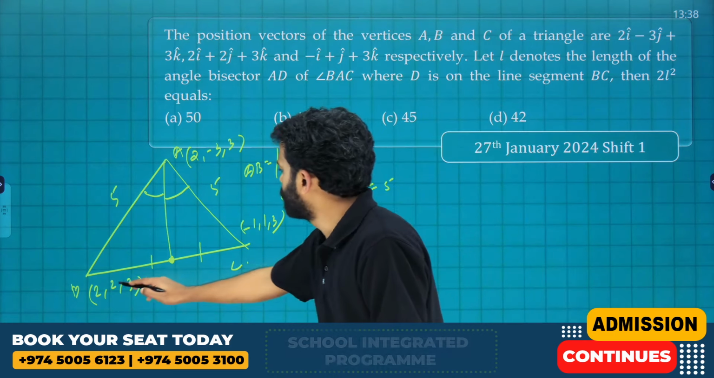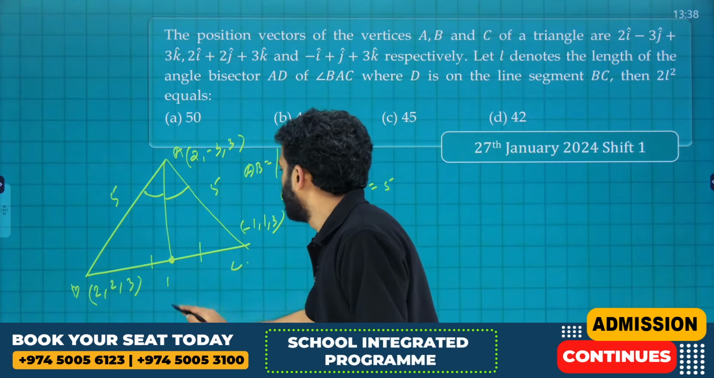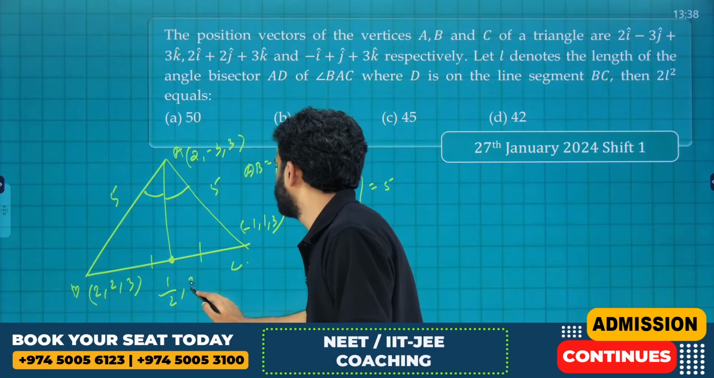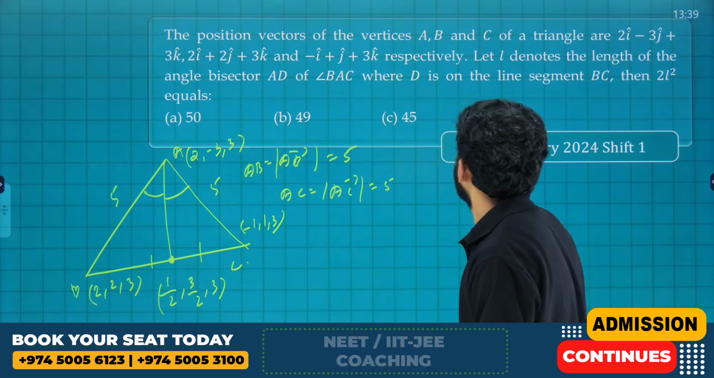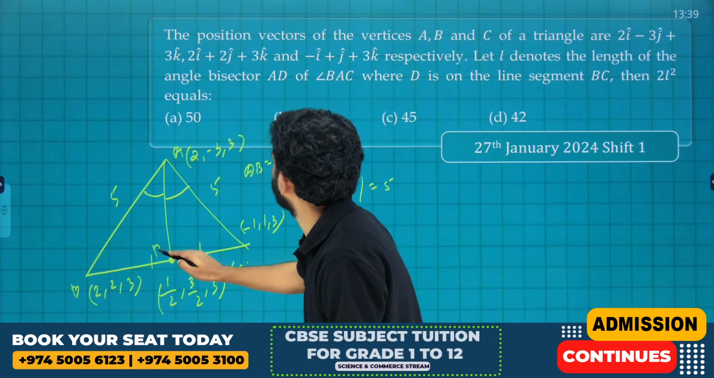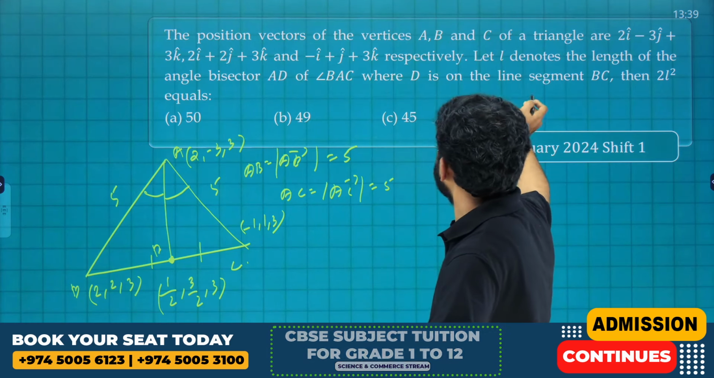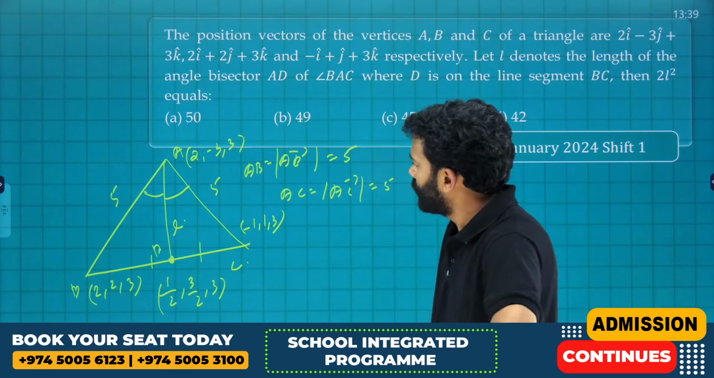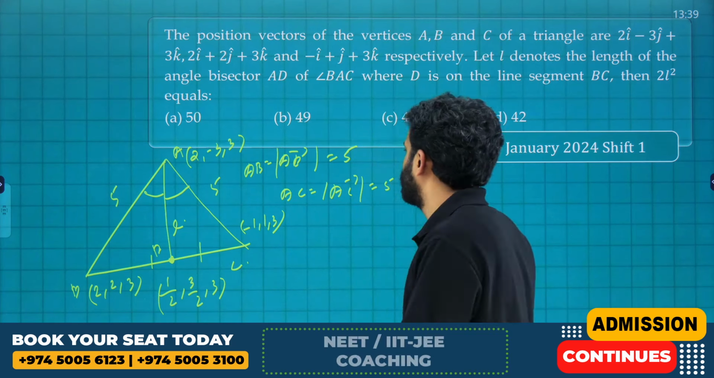The midpoint will be like 2 plus minus 1, that is 1, 1 by 2. 2 plus 1, that is 3, that is 3 by 2, and 3. This is D, right? Angle bisector AD of BAC. L denotes the length of the angular bisector AD. That is, this is L, right? So it's done. Just use the distance formula. You got the answer already.